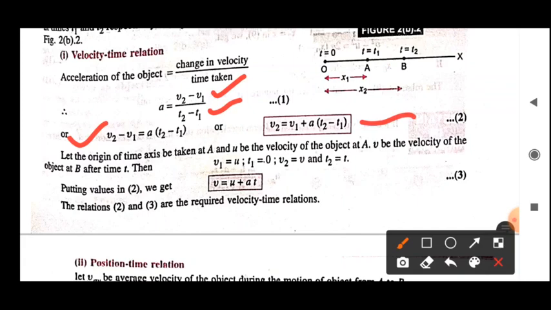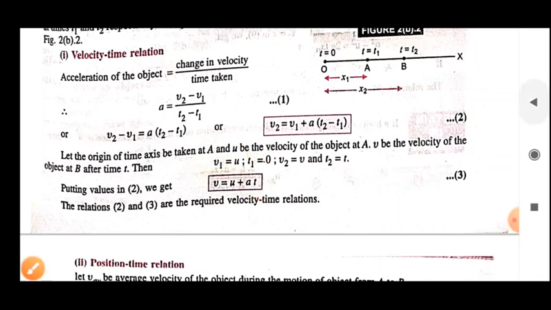Now if we take the origin of the time axis at A, and u is the velocity of the object at A and v is the velocity of the object at B after some time t, then v1 will be equal to u, t1 becomes 0 because we have shifted our origin to A, v2 is v and t2 is t. So this equation will be obtained as v is equal to u plus at. This is the equation of motion, and it helps us to find the relationship between velocity and acceleration.